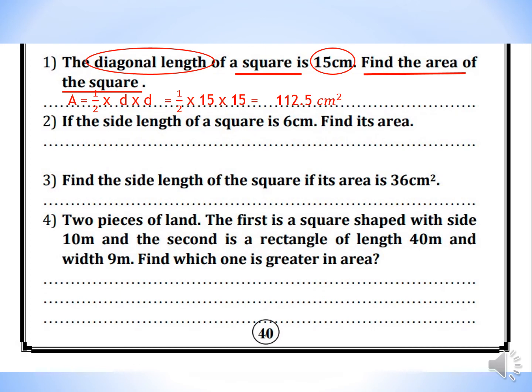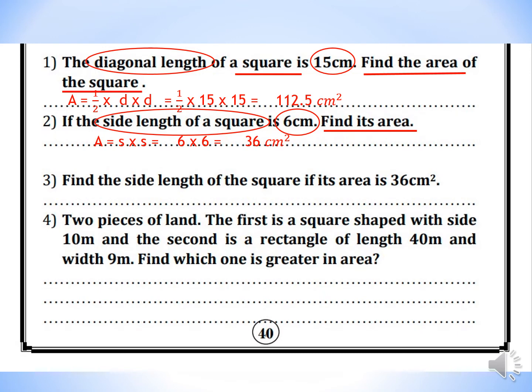Number 2. If the side length of the square is 6 centimeters, find its area. Here he gives me the side length of the square. The area will be side times side. So 6 times 6 equals 36 centimeters squared.